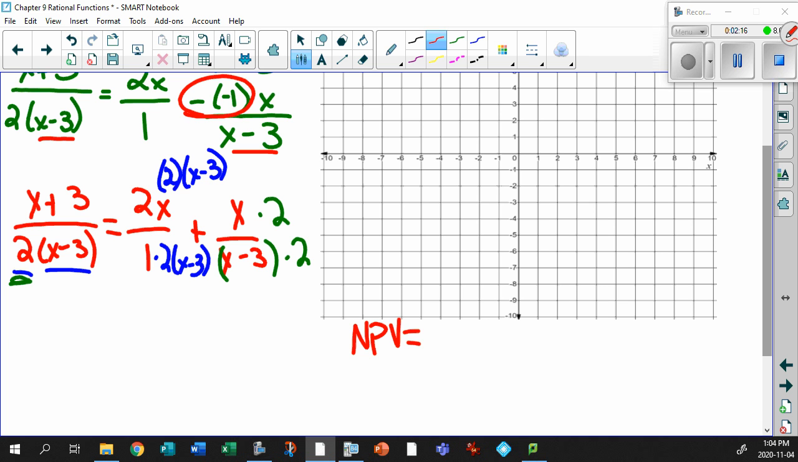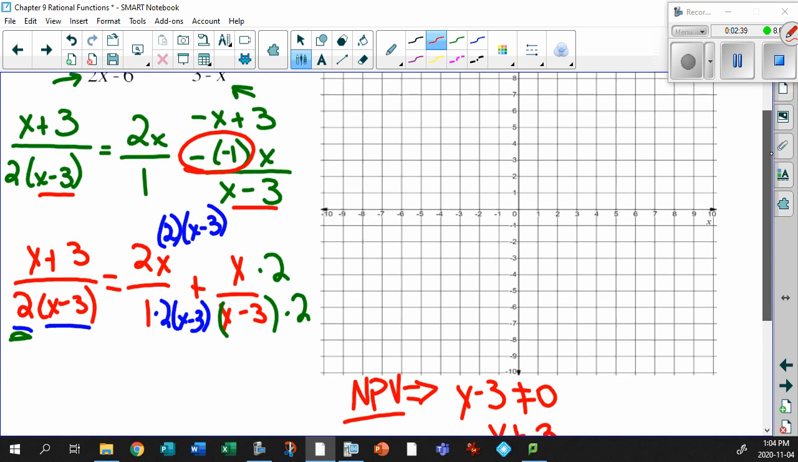Okay, now that they're all common denominators, don't forget, you still have to figure out the non-permissible value. So that means x minus 3, that's your only one. You don't need the 2 up front because the 2 doesn't have a variable on it. Okay, bring the 3 over, you'll find out x cannot equal positive 3. Oh, perfect, which is your non-permissible value. x equals 3 is your asymptote.